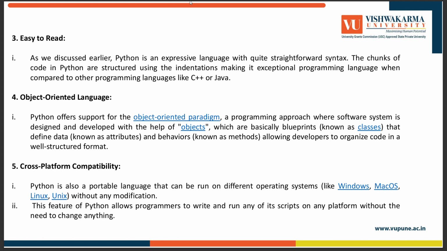Fifth, cross platform capability. Python is also a portable language that can be run on different operating systems like Windows, Mac OS, Linux, Unix without any modification. This feature of Python allows programmers to write and run any of its scripts on any platform without the need to change anything.